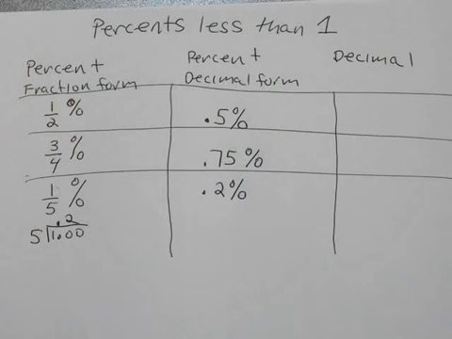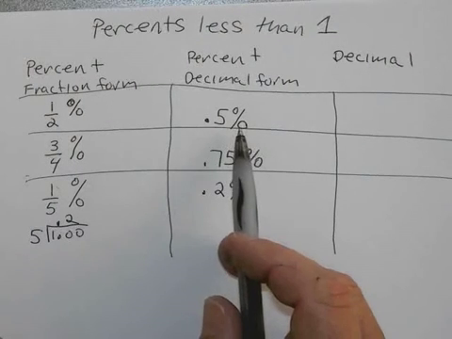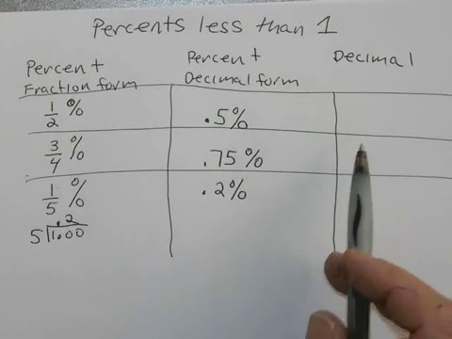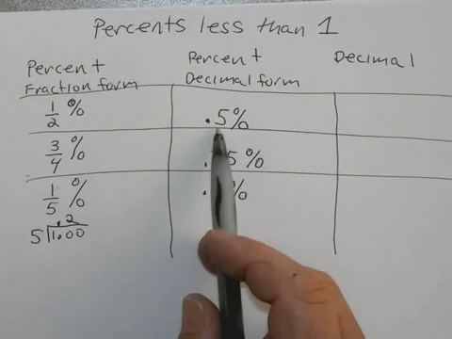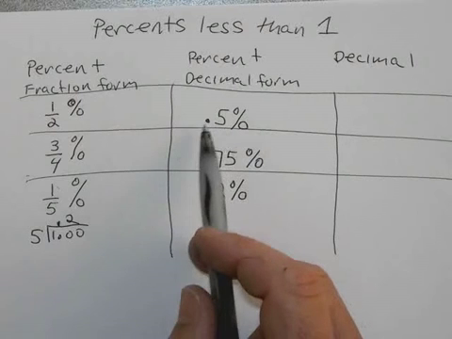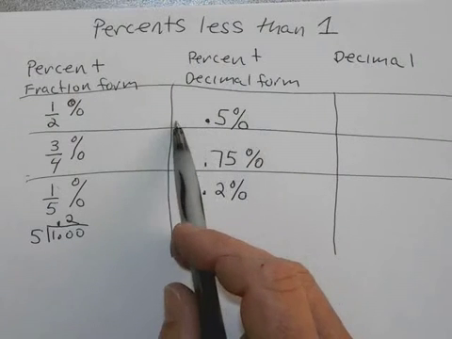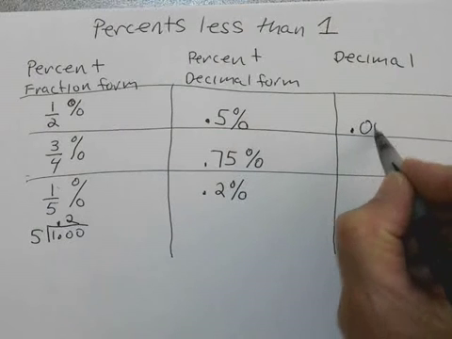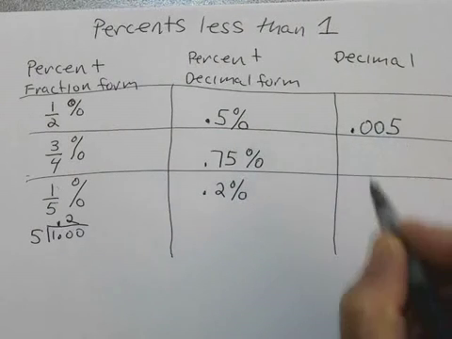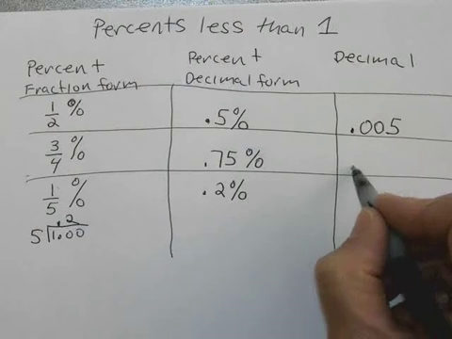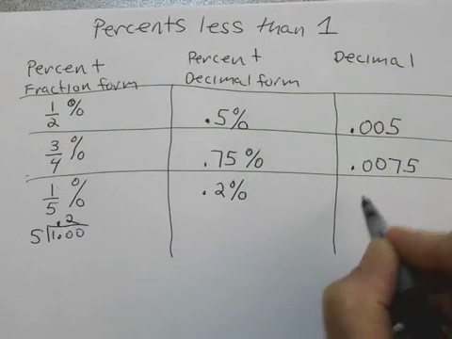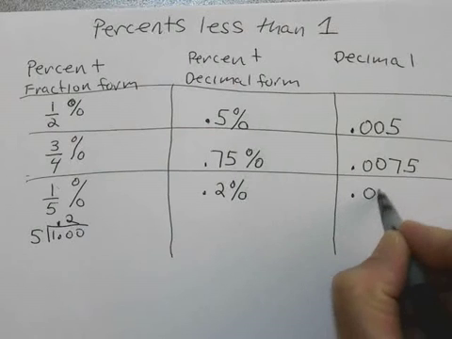And what's key here is to not forget that you need to go one more step before you can use these numbers to solve problems. I need to convert these percents that are in decimal form into decimals. And in order to do that, I'm essentially going to be dividing these by 100, which means I'm going to be moving the decimal point 2 places to the left. In this case, 0.5 becomes 0.005. 0.75 would become 0.0075, and 0.2% would become 0.002.